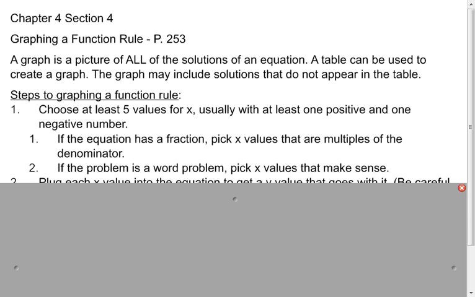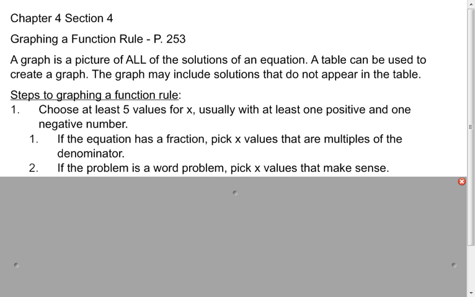If the problem is a word problem, pick x values that make sense. For example, if I'm talking about dogs in my problem, I'm not going to use 3.5 because it doesn't make sense to have half of a dog. Okay? Only use numbers that make sense. Also, you usually want to use values for x that are close to 0. You don't want to use really big numbers because then your graphs will end up being really big. So you don't want to use like x equals 100 because then you have to make a graph that's 100 boxes tall or 100 boxes wide. So pick numbers that are as close to 0 as possible.